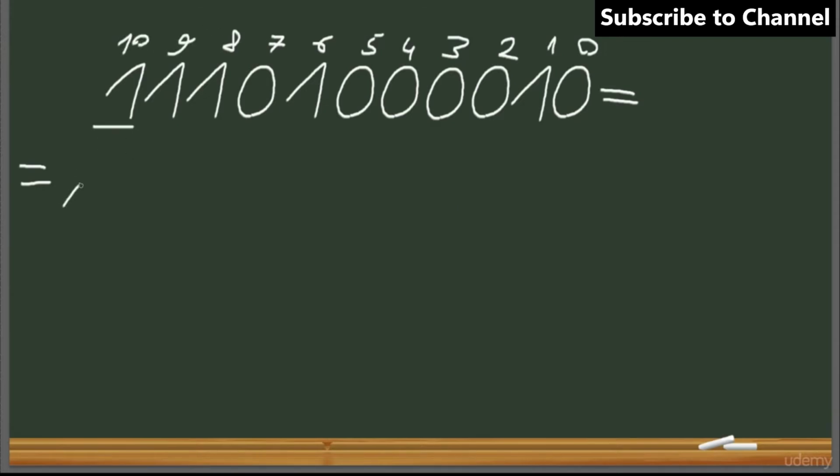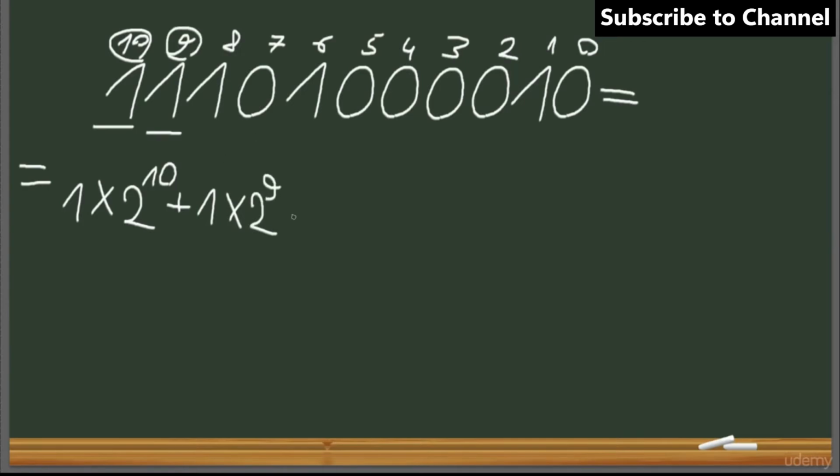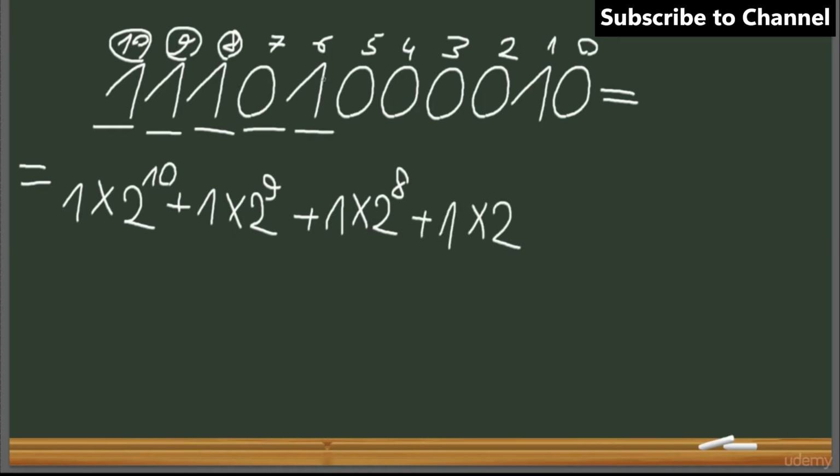So we see a 1, we write 1 times 2 to the power of 10. Plus another 1, 1 times 2 to the power of 9. Plus another 1, 1 times 2 to the power of 8. The 0 that we ignore, and then another 1, plus 1 times 2 to the power of 6. Plus we have a couple of zeros here that we need to ignore, and then another 1, 1 times 2 to the power of 1. And the last 0 that we ignore.